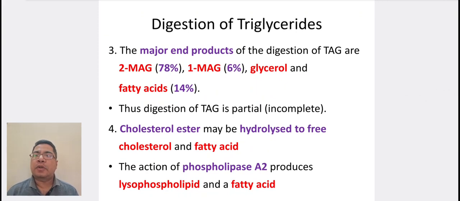The major end products of the digestion of triacylglycerol are 2-monoacylglycerol, that is 78%, 1-monoacylglycerol, that is 6%, and glycerol and free fatty acids, that is 14%. Thus, digestion of triglycerol is partial, that is incomplete. Cholesterol ester may be hydrolyzed to free cholesterol and fatty acids. The action of phospholipase A2 produces lysophospholipid and a fatty acid.